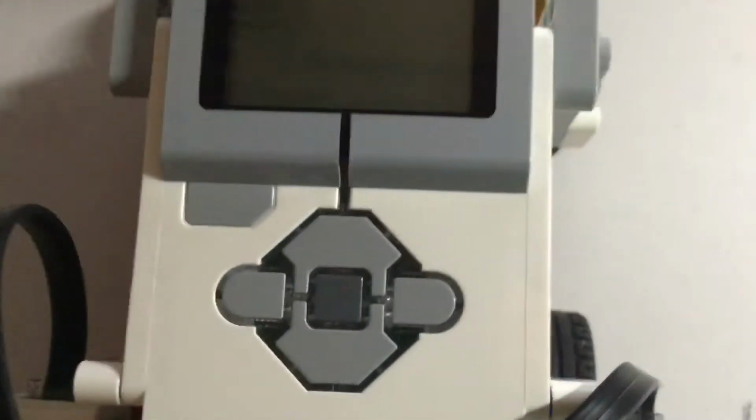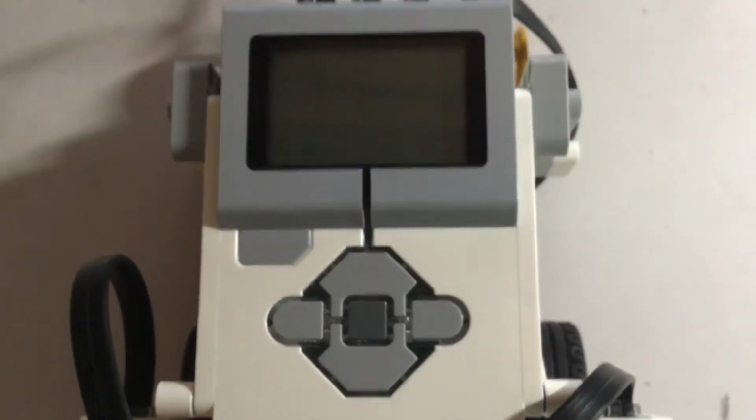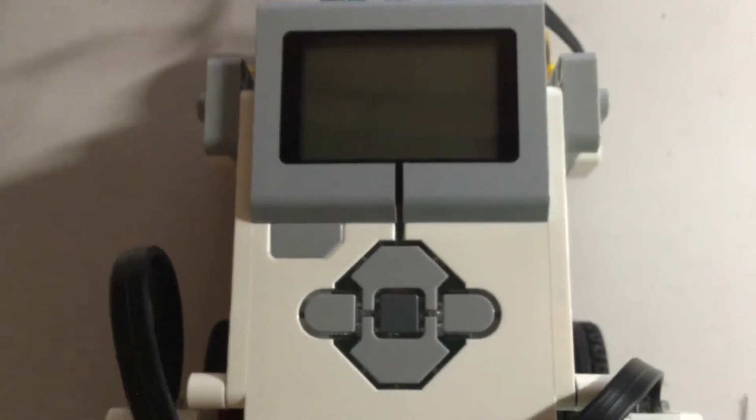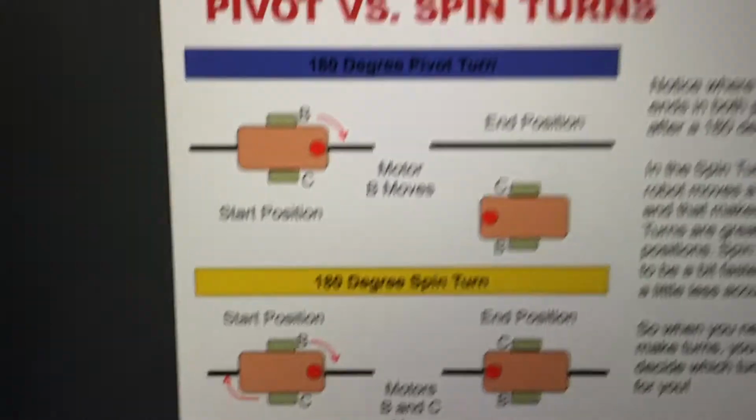Let's get started. So first of all, I need to make it very clear that there are three types of turns in Ev3: pivot, spin, and smooth turns. Now you may be asking, what is the point of all of this? Well, I am here to help you with that question. Let's take a look at a visual from the ev3lesson.com website.